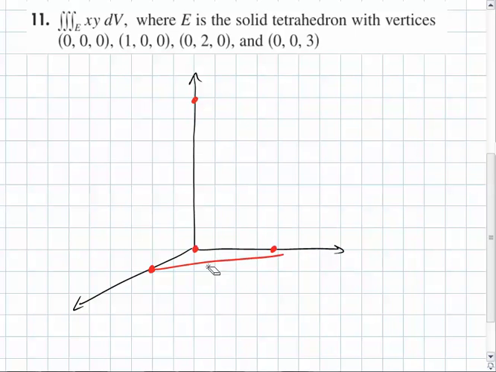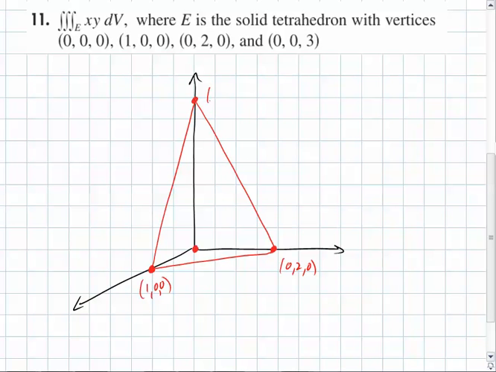Oop, I can almost connect the dots here. Is that cool right there? That looks like it. Was it (1,0,0), (0,2,0), and (0,0,3)? Nice. So we have to find the bounds for the triple integral, correct? Yeah. This is relatively a nice shape.